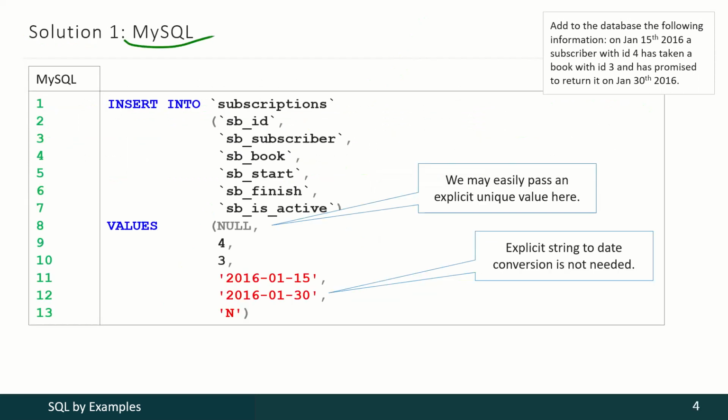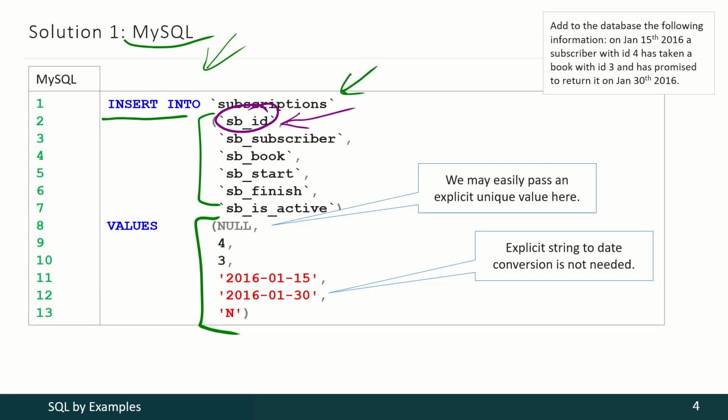In MySQL we have to use the following syntax. We use insert into operator, then we name the table, then we list the fields, and then we list the values. Speaking about auto-incremented primary keys with MySQL, we may put the field here and either null value or explicit value here. And MySQL will use that explicit value. Or we may even omit this field at all. In such a case, MySQL will use the next auto-incremented value for the primary key.